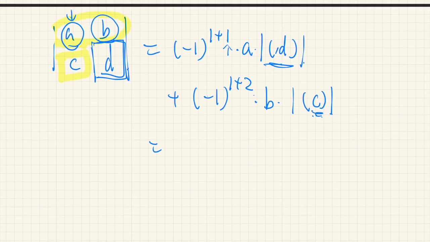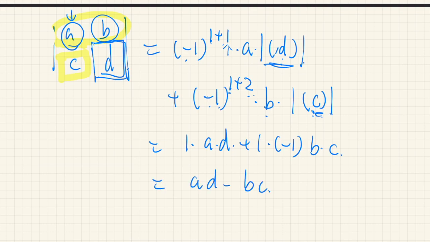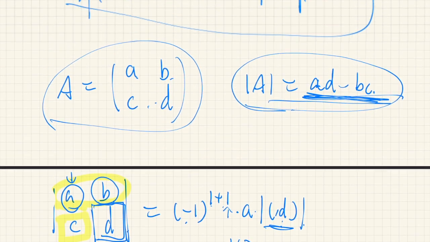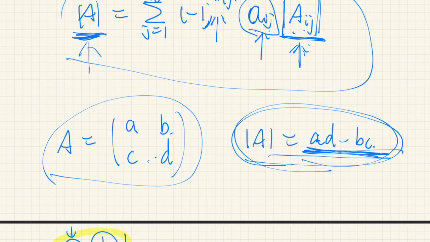Negative 1 to the power of 2 is 1, so A times D. And plus negative 1 to the power of 3, which is negative 1, times B times C. So the result is AD minus BC, which matches the result of the previous definition.